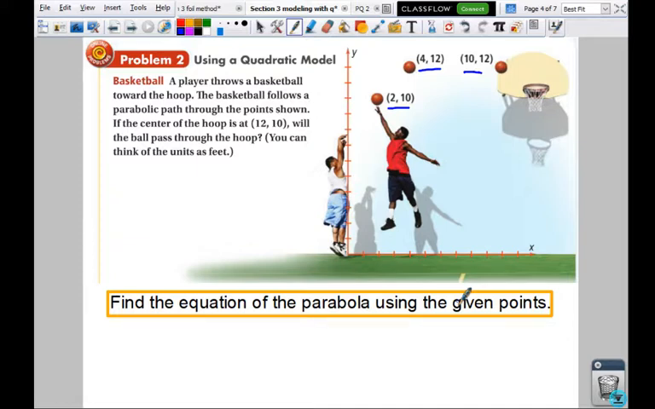Did you already do the basketball one? Yeah. You did it in fraction. I did it in decimal. Nerds. You're the one who made me do it. Something like that. How do you know? X is always the first one. Y is always the second.